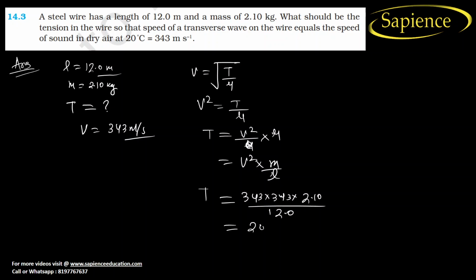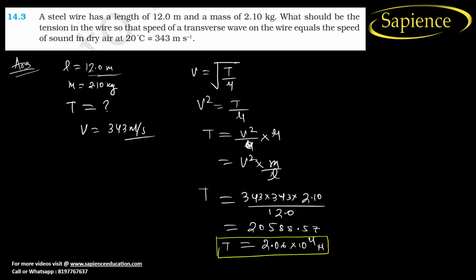So when we calculate this, our answer for tension will come approximately 2058.57, but we need to find it to three significant figures. So we have to use three significant figures. So we can use here 2.06 into 10 to the power 4 Newton. So this is our required answer for this question. I hope you have understood this, right?